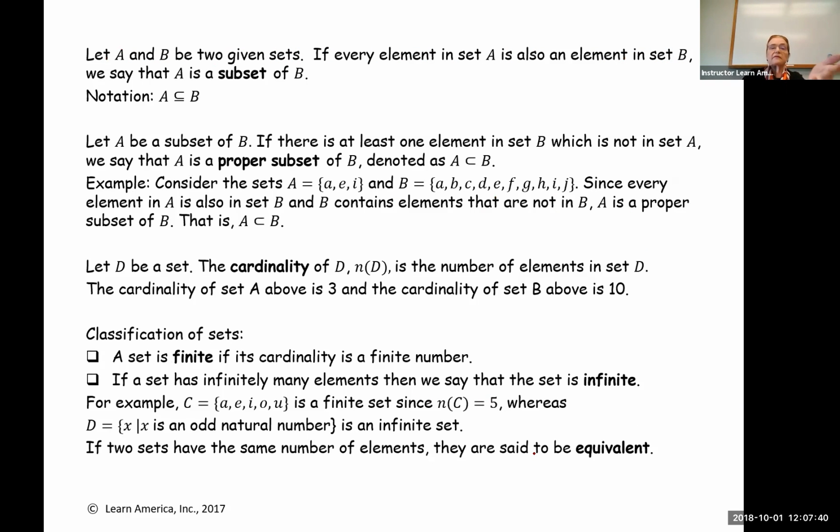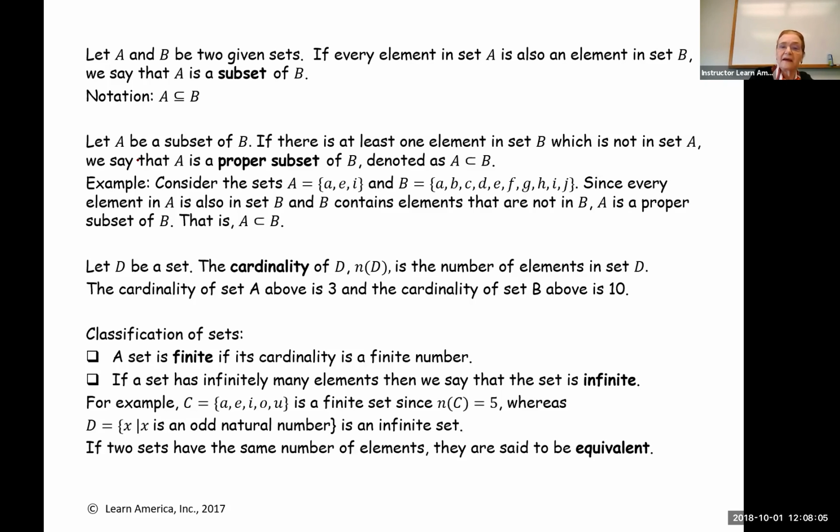Now, consider A and B as two different given sets. If it turns out that every element in set A is also an element in set B, we then say A is a subset of B, and this is the notation we use. You can think of it this way: this is like a C, so it's sort of A is contained in B. If you see the bar under it, it means that A could actually be as big as B.